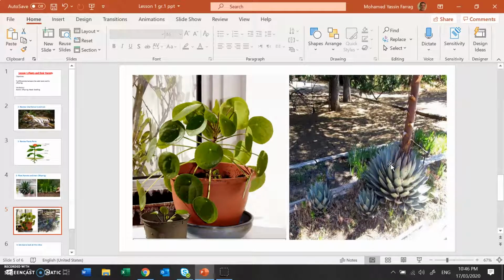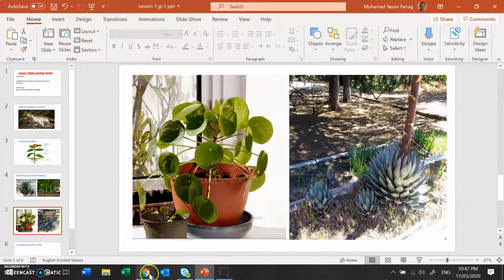Okay, we learned how to compare between the parent and the offspring. We learned how to see the similarities between them and the differences between them. As we can see here in our pictures, they are similar in color. Both plants have the same color and also the same shape of leaves. But how are they different? The difference is only the size. The size of the parent is bigger than the size of the offspring or the young plant.